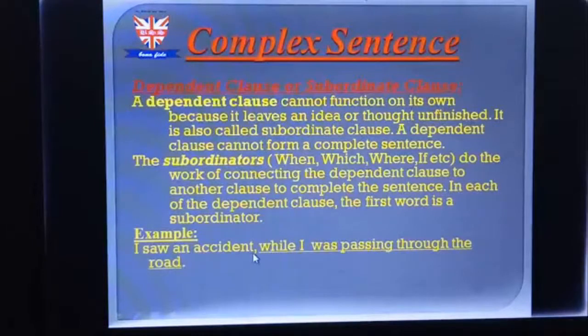I saw an accident while I was passing through the road. Look at the second part of the sentence, while I was passing through the road. If I would say I was passing through the road, that would be a complete sentence or principal clause. As I have added while here, it has become a dependent clause. And this part of the sentence is depending on the other part, I saw an accident. So this sentence is called a complex sentence.